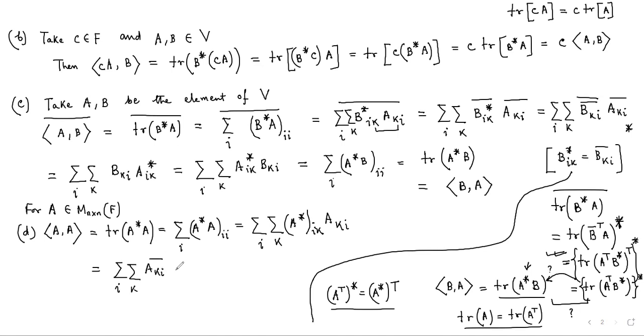That would be summation over i, summation over k, A ki bar, A ki. And that would be equal to summation over i, summation over k, mod of A ki whole square, because you know x bar into x becomes mod x square. So that thing has been used over here. X is any number. So from this we get this: the inner product of A with itself gives me this result.